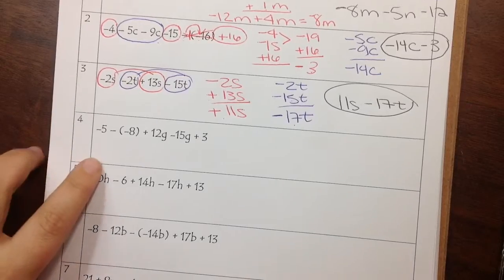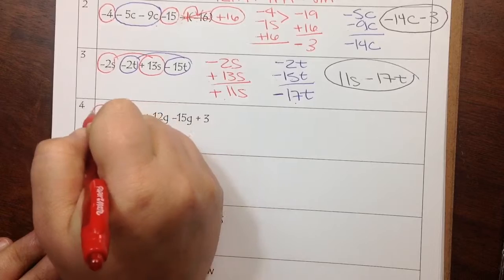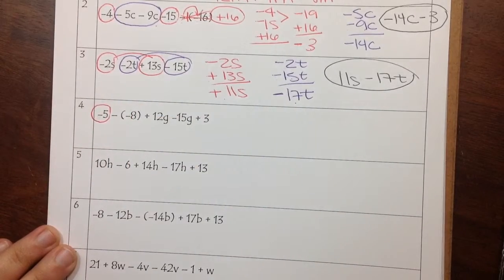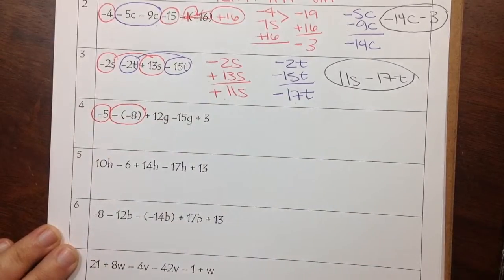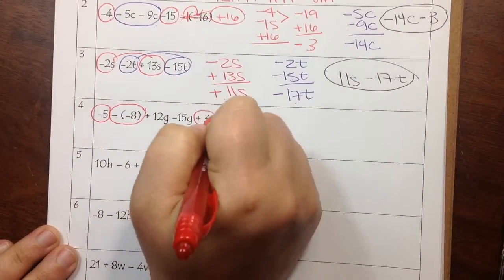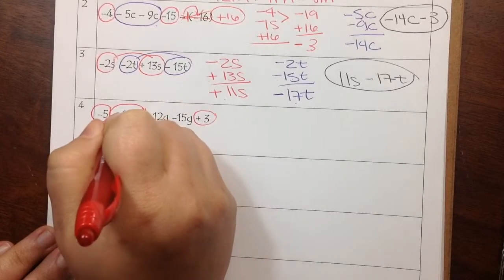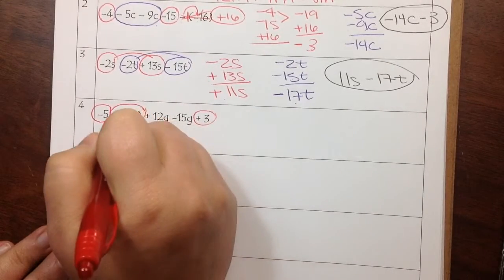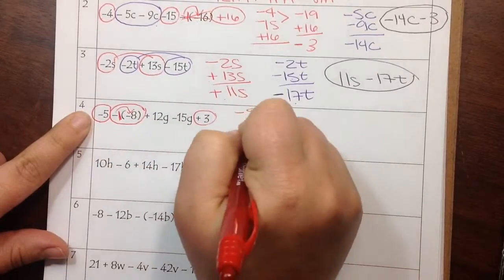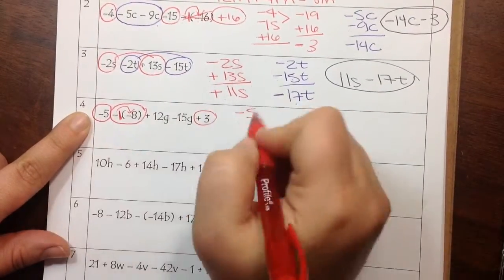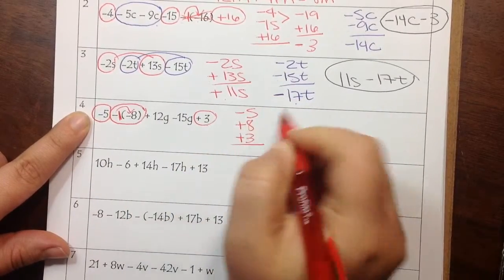Same thing again over here. I'm going to combine numbers with numbers. So this would be a negative 5. This would be minus a negative 8. And this would be a positive 3. Same as before, if I have these two negatives, it's actually like having a negative 1 times a negative 8. So I would have a negative 5. Two negatives would make a positive 8. And then I would have a positive 3.